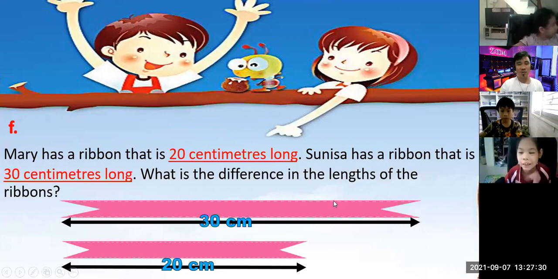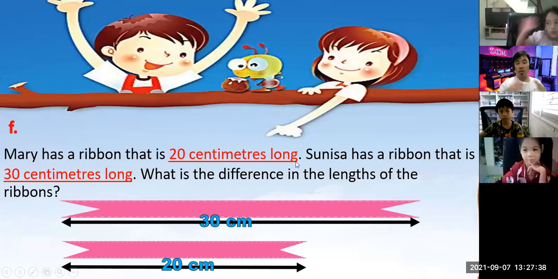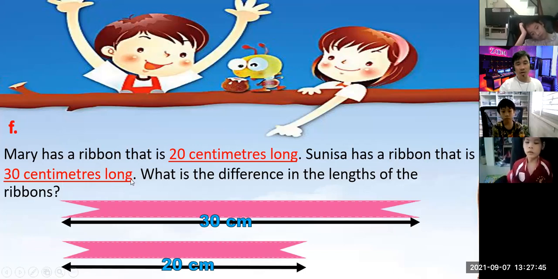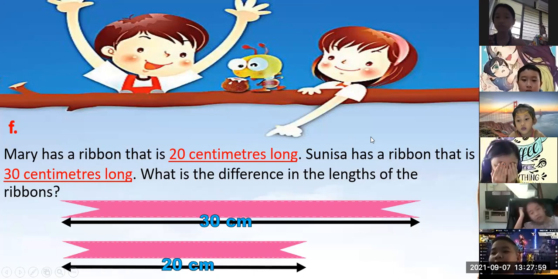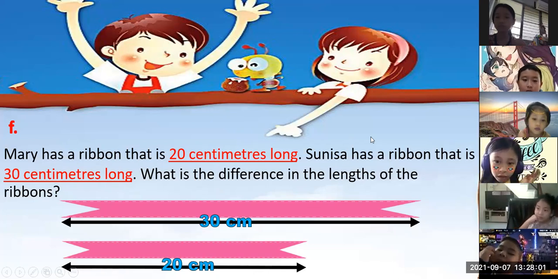Okay, thank you so much, Win. So Mary has a ribbon that is 20 centimeters long, and Sunisa has a ribbon that is 30 centimeters long. What is the difference in the length of the ribbon? What are we going to use here? Plus or minus? Are we going to use plus or minus?